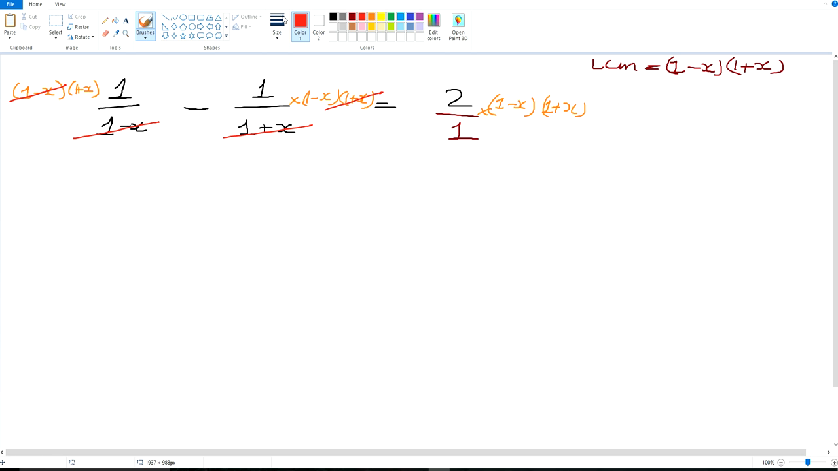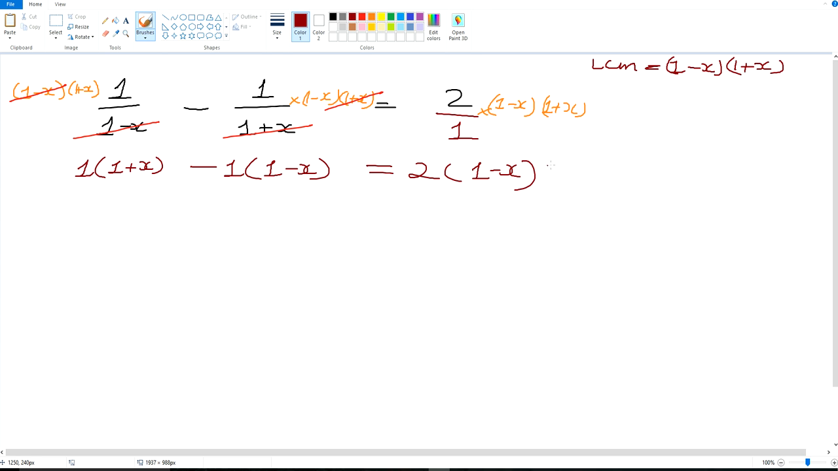So we're left with now 1 lot of 1 plus x minus 1 lot of 1 minus x is equal to 2 lots of 1 minus x squared. That just looks like scribbles. Okay, let's go with that.